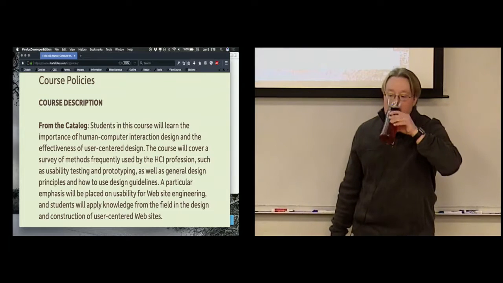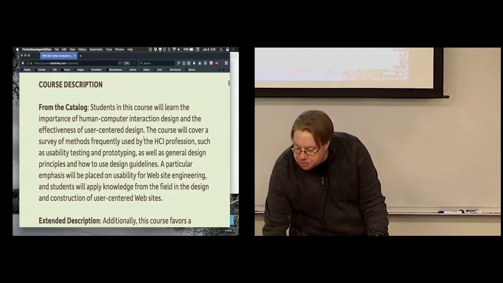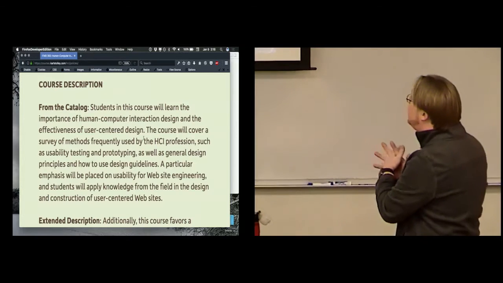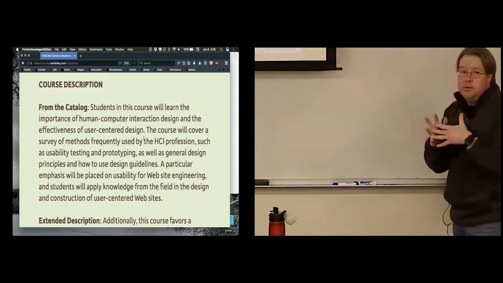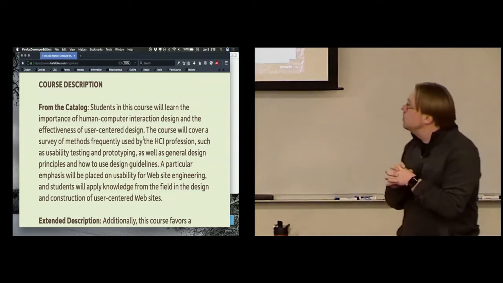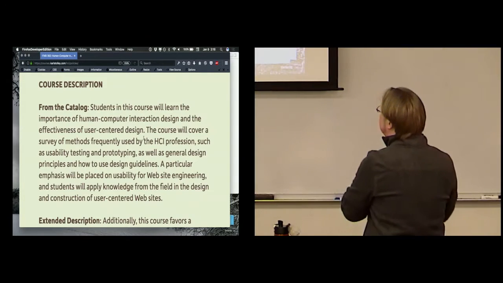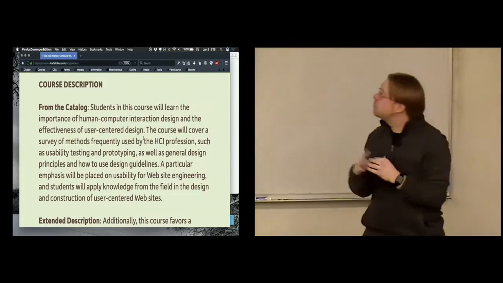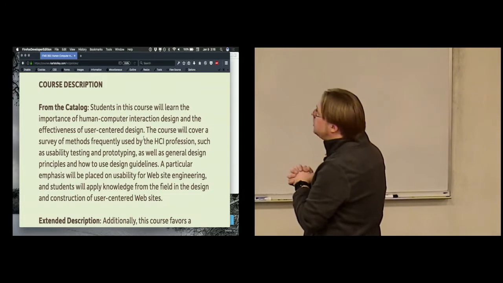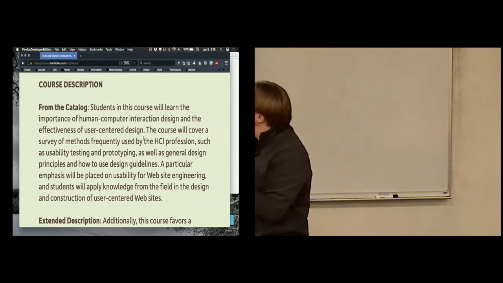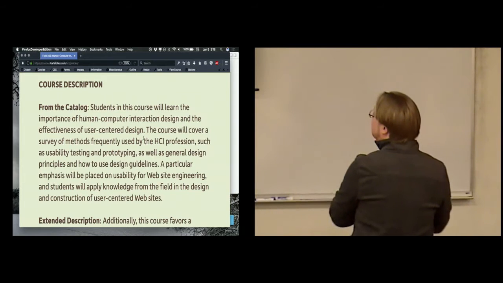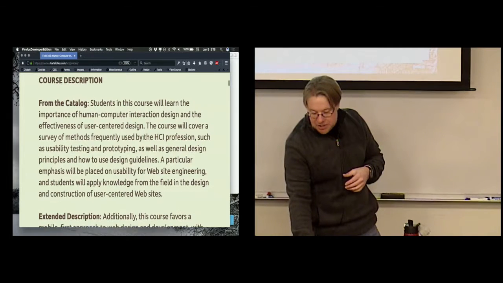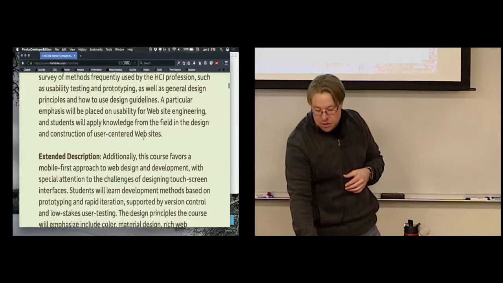All right. So here's the catalog description. Students in this course will learn the importance of human-computer interaction design and the effectiveness of user-centered design. The course will cover a survey of methods frequently used by the HCI profession, such as usability testing and prototyping, as well as general design principles and how to use design guidelines. A particular emphasis will be placed on usability for website engineering, and students will apply knowledge from the field in the design and construction of user-centered websites.